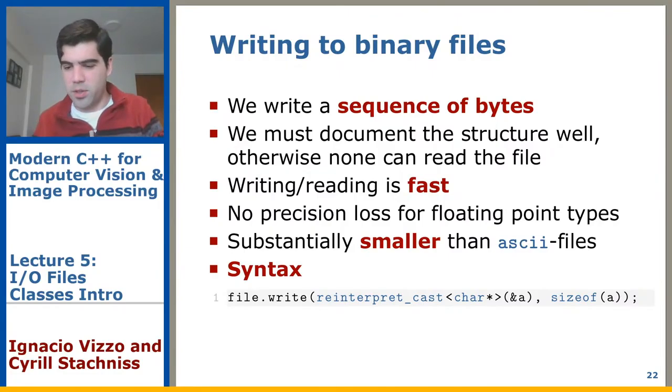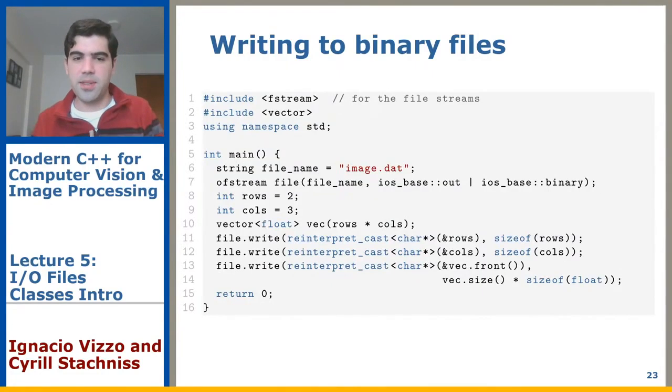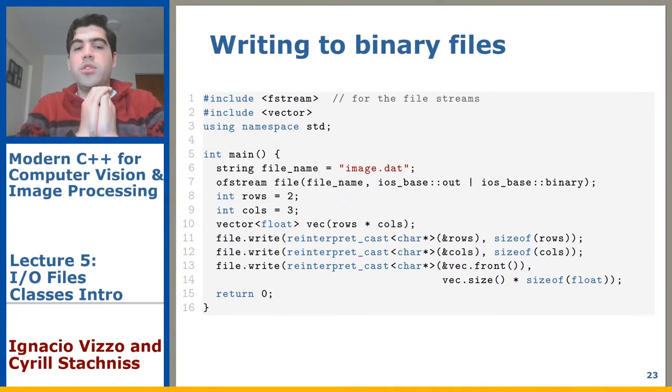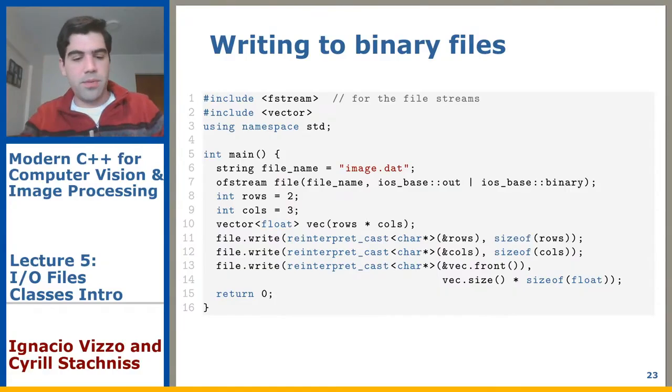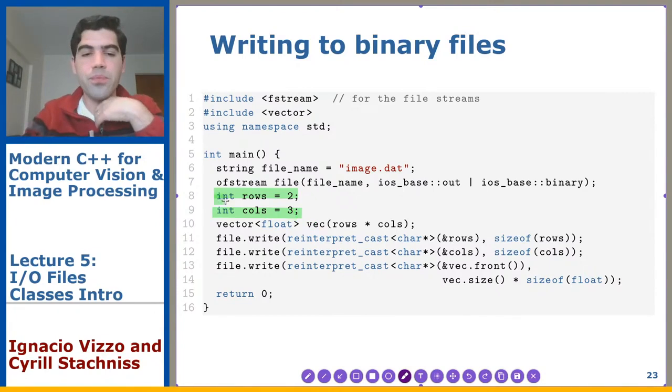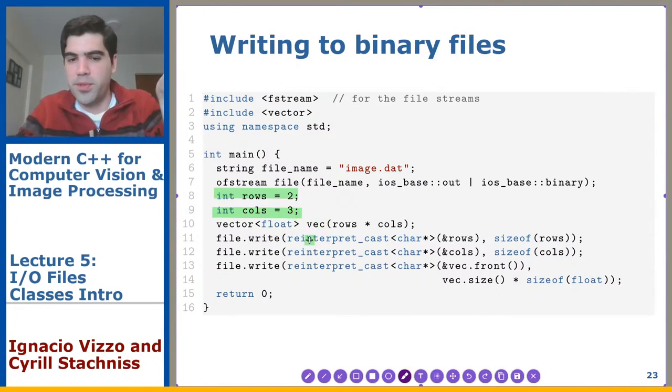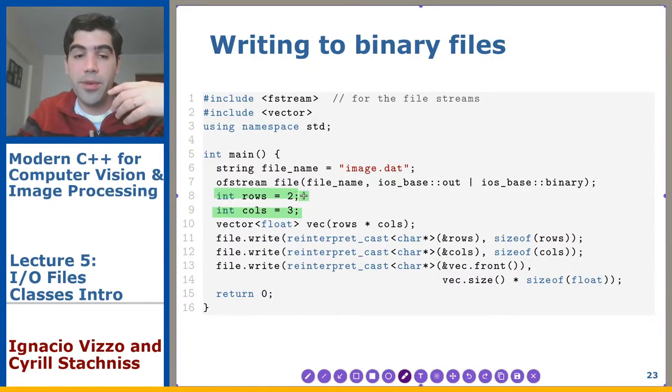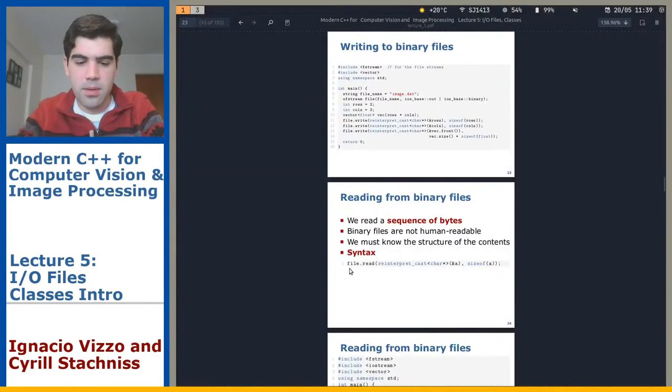The syntax is going to be a bit ugly, but we will discuss it a bit right now. So let's say I have, for example, an image, right? Like an image that is really small. We have 2 rows and 2 columns. And then basically this vec will represent the data. And in this case, it's going to be full of zeros, because it's basically a dummy image. So how do I write this image into a binary format?